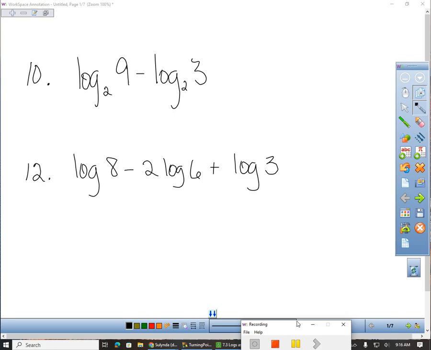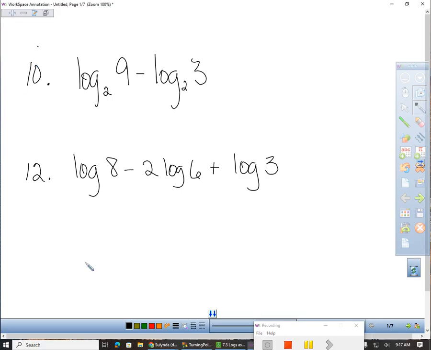Just want to go over today's homework a little bit before you get your review assignment. So we're going to start with number 10. Let's see, here we go. Log base 2 of 9 minus log base 2 of 3. In the log world, when we subtract, we really divide. So we get log base 2 of 9 divided by 3, or log base 2 of 3.